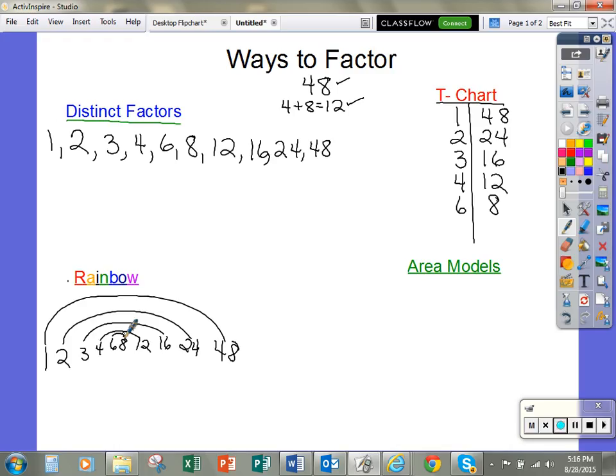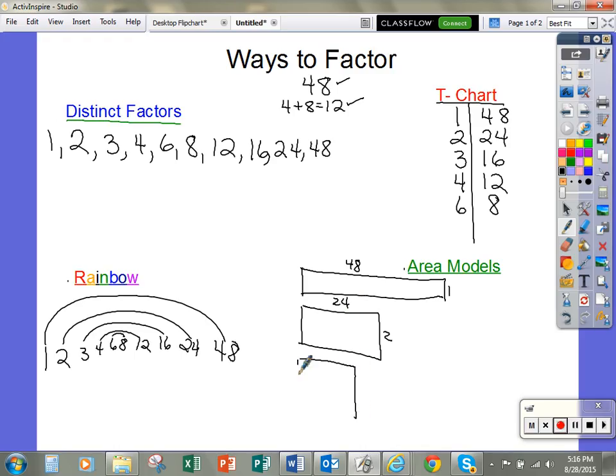The last method is area models. Area models use rectangles to show factor pairs. 1 by 48. 2 by 24. 3 by 16. And these are not drawn to scale. 4 by 12. And 6 by 8.